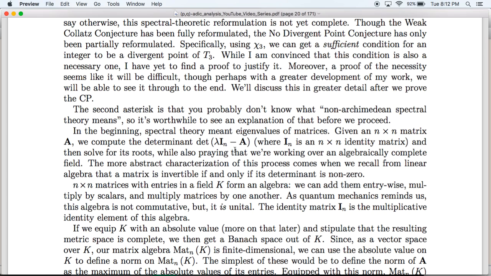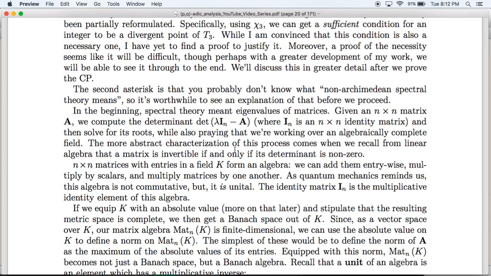The more abstract characterization of this process comes from when we remember from linear algebra that a matrix is invertible if and only if its determinant is non-zero. Now, n by n matrices with entries in a field K form an algebra over K. We can add them entry-wise, we can multiply them by scalars from K, and we can multiply matrices by one another. As quantum mechanics reminds us, this algebra is not commutative, but it is unital, meaning it has a multiplicative identity element, and that's the n by n identity matrix I_n.